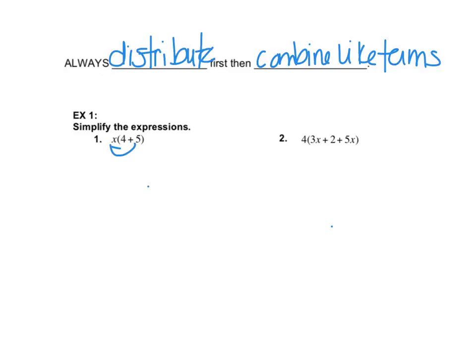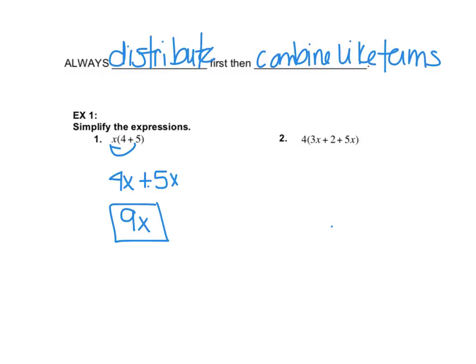Here I'm going to take 4 times x, and I'll get 4x. Then I'm going to take x times 5, and you'll get 5x. Now if you'll notice, you can still simplify this one further. So I'll combine the x's, and I have 5x plus 4x, and that's going to give me 9x.